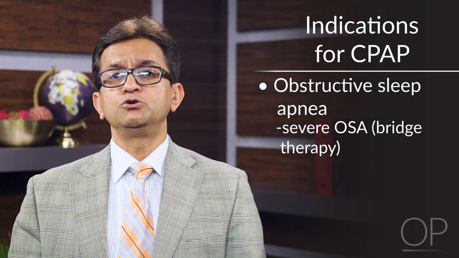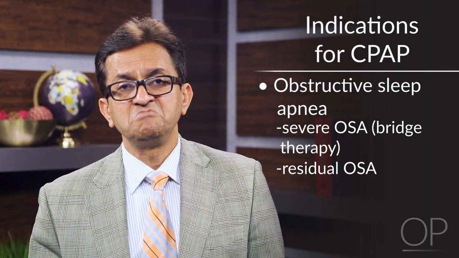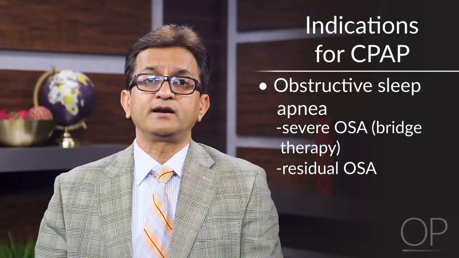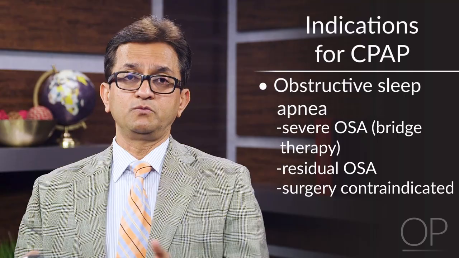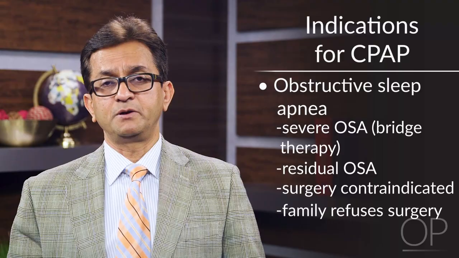Residual sleep apnea: a child who had sleep apnea underwent a procedure like adenotonsillectomy. In spite of that, there is a significant residual sleep apnea. We use CPAP, which is considered the second line of therapy after surgery. In some children, even though there is a surgically correctable lesion, the surgery is contraindicated. Either the patient is unstable or there is some disorder which prevents the patient from getting anesthesia. So then CPAP becomes the primary treatment for them. Or in some extreme situations where parents refuse surgery, we use CPAP for treatment of sleep apnea.